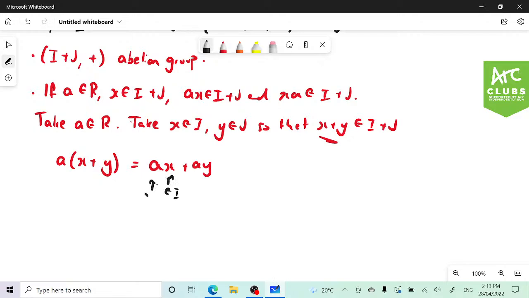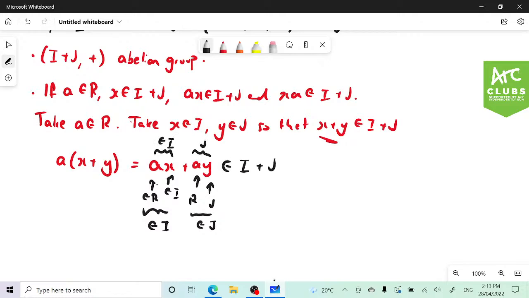A belongs in the ring. Because I is an ideal, this has to belong in I. In the same vein, this belongs in J. This belongs in your ring R. So altogether, this has to belong in J. So now this is an element in I, this is an element in J, and therefore the entire thing belongs in I plus J. So this is just an element in I, this is just an element in J. By definition, this has to belong in the set I plus J.